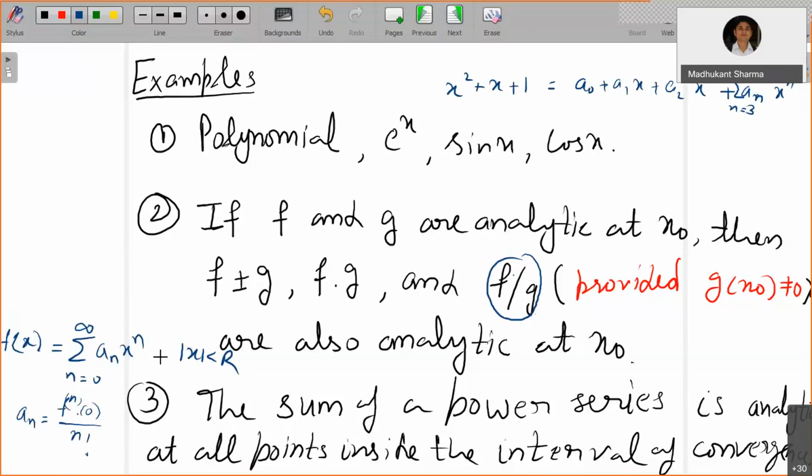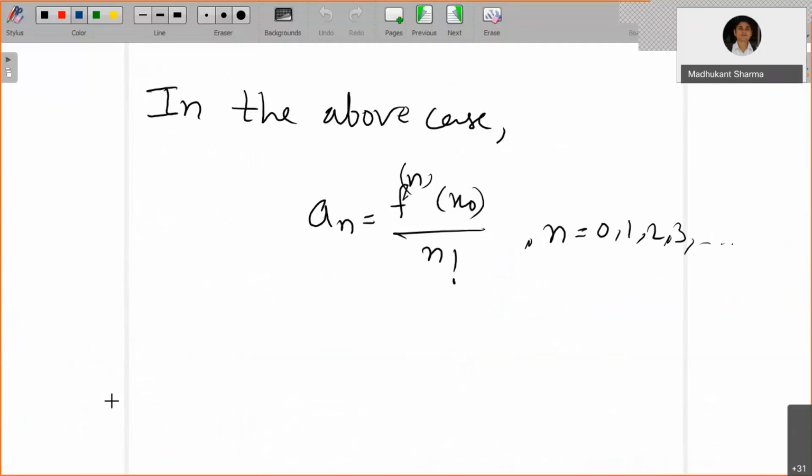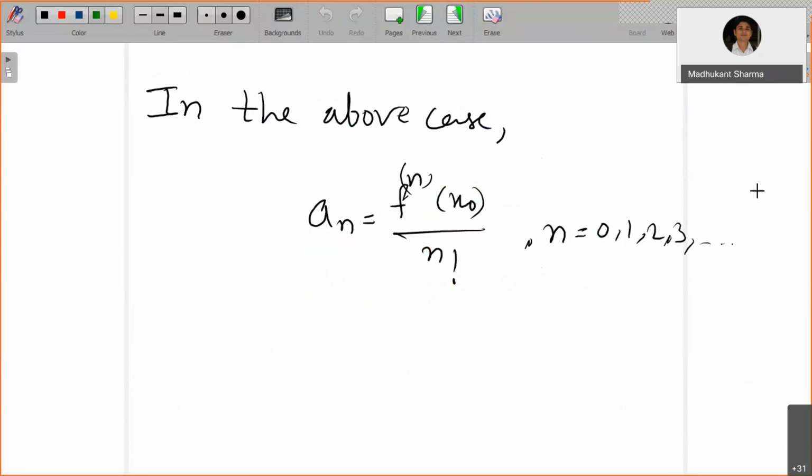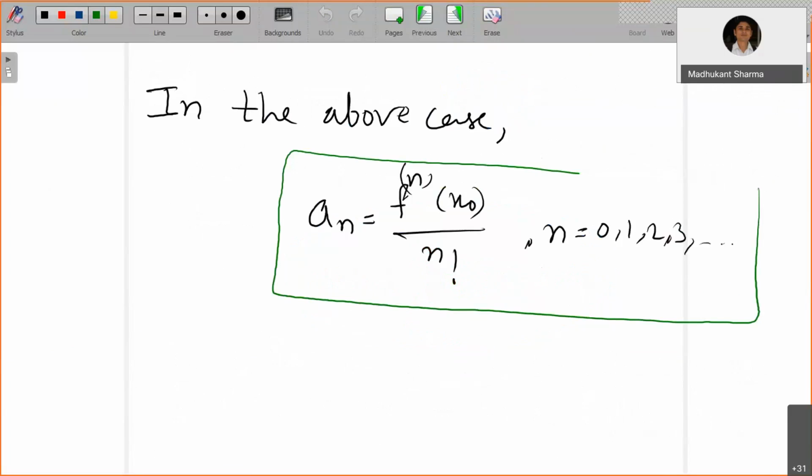When you are talking about x equals x naught, you have f nth derivative at x naught by n factorial. It means it's falling into the Taylor's infinite series category. Okay, roughly. So in the previous case, where we have mentioned here, if this function is analytic, it means it has a power series expansion. So the coefficients a_n of this series can be identified in terms of derivatives of f at x naught, so that is given by this formula that you have already seen in the case of Taylor series expansion. Okay, right.